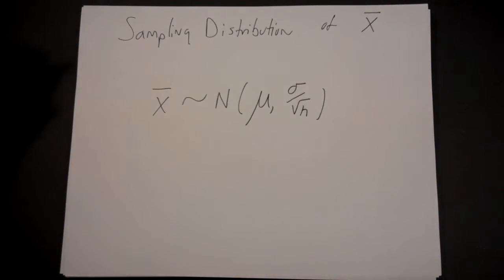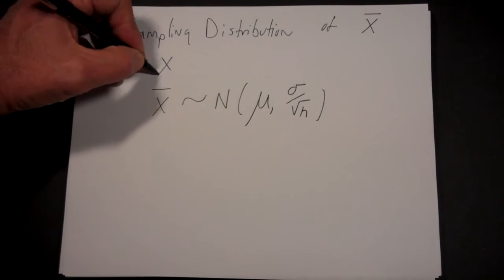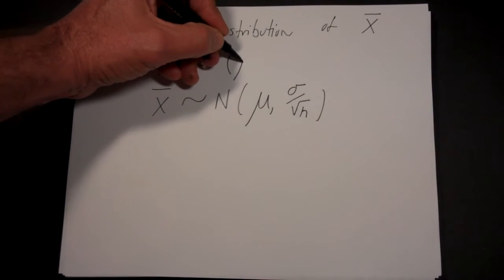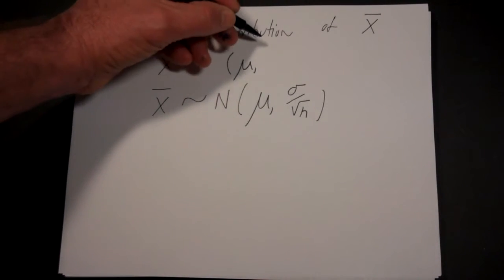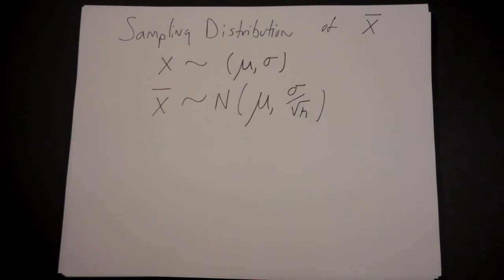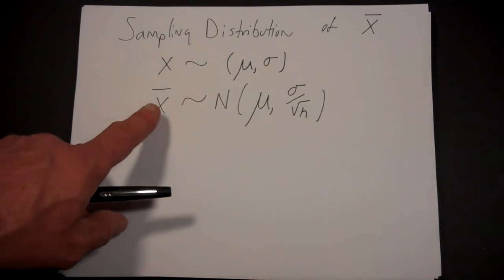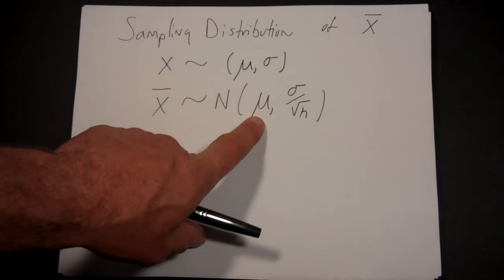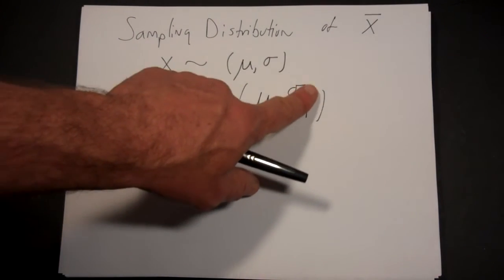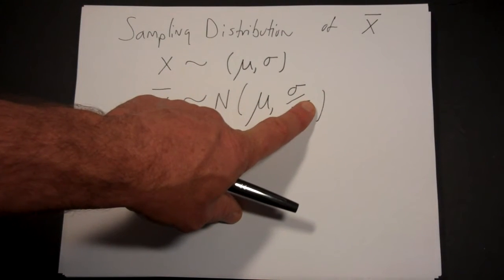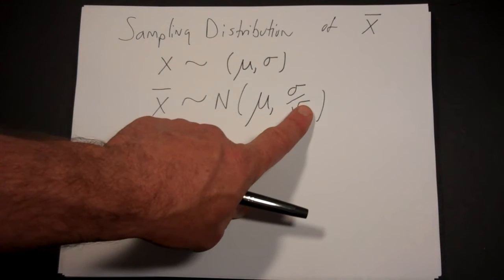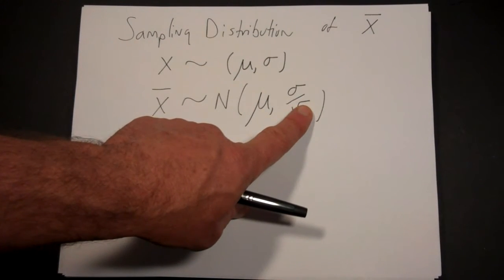Now, what assumptions do we need to make here? We need to assume that the original random variable is distributed with a mean of mu and a standard deviation of sigma. And the key points here are that the sample mean is an unbiased estimator, and it has a much smaller and well-defined variance or standard deviation.